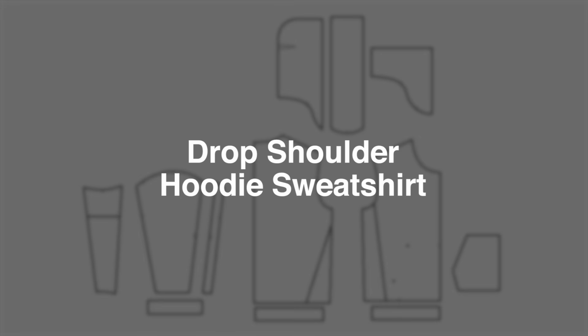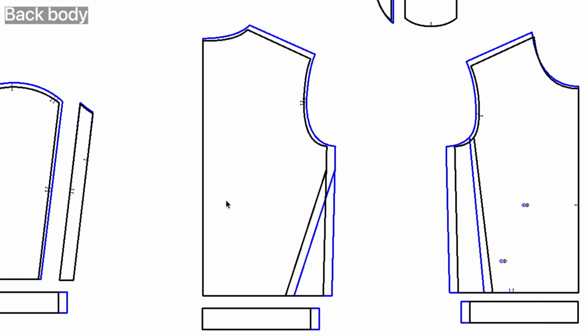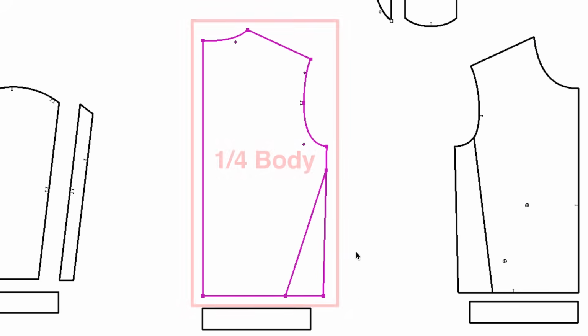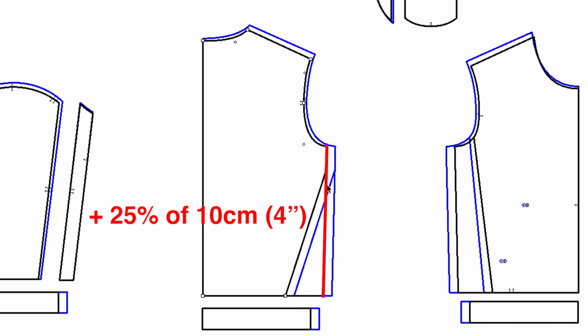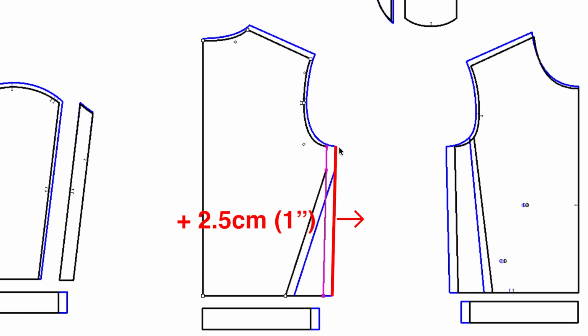This is the pattern, drop shoulder hoodie sweatshirt. Let's start with the back body. Since the grading rule is 10 centimeter at the chest, this is the quarter body. So we're going to increase 25% of 10 centimeter at the chest and the waist. The 25%, 2.5 centimeter. So the side seam will move out 2.5 centimeter.